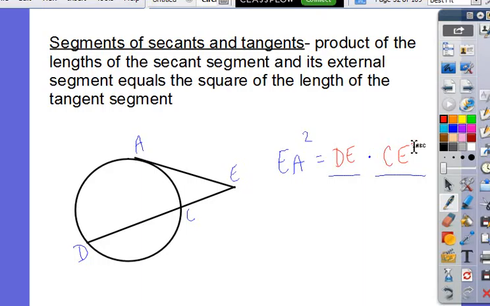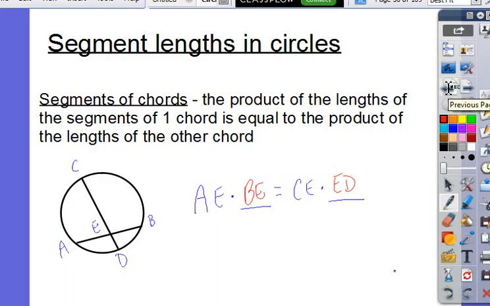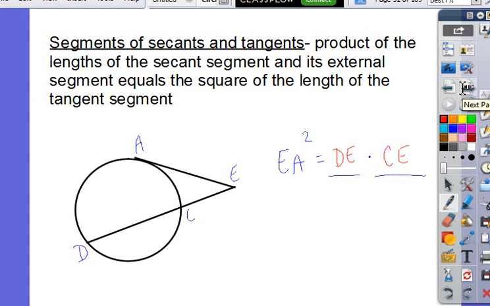All right, so we've got three rules. Let's go back and look at them. On the first one, I'm going to do the two pieces of one chord, multiply, and equal the two pieces of the other. Then I go to the second one here, and I would say whole thing times outside equals whole thing times outside. And then the last one here is whole thing times outside equals tangent squared. All right? See what you can do with those.